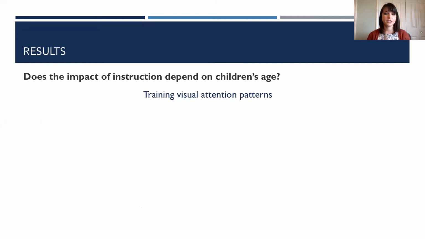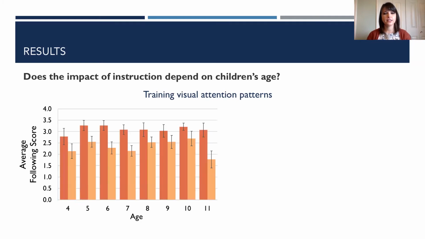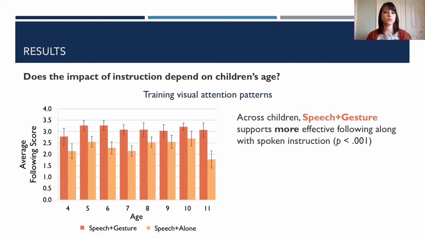Next, we asked how condition and age influence children's visual attention during instruction, while they were watching that live experimenter sharing the instruction. And we considered, again, following ability and these featural match check-in scores. In terms of following, we can see that on average, children followed along more successfully with spoken instruction if they were taught through speech plus gesture, suggesting that gesture is a cue that can organize visual attention regardless of children's age.